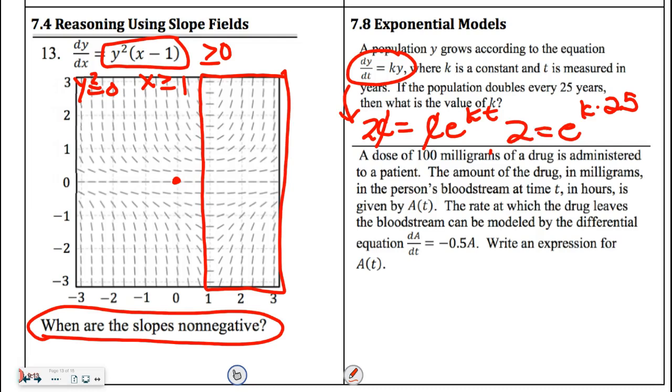2 equals e^(k·25). What do you just do on your calculator? Natural log of 2 divided by 25.